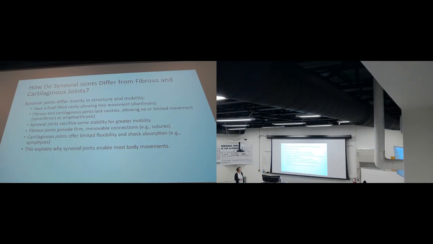Now, for synovial joints, just because they move a lot, they are the least stable. And they are the ones that dislocate much easier, especially the shoulder joint. And they are the ones that wear out the most, especially the ones in our hands, and also our knee joint. So cartilaginous joints, in general, offer limited flexibility and help us to absorb shock, like in the case of symphysis.